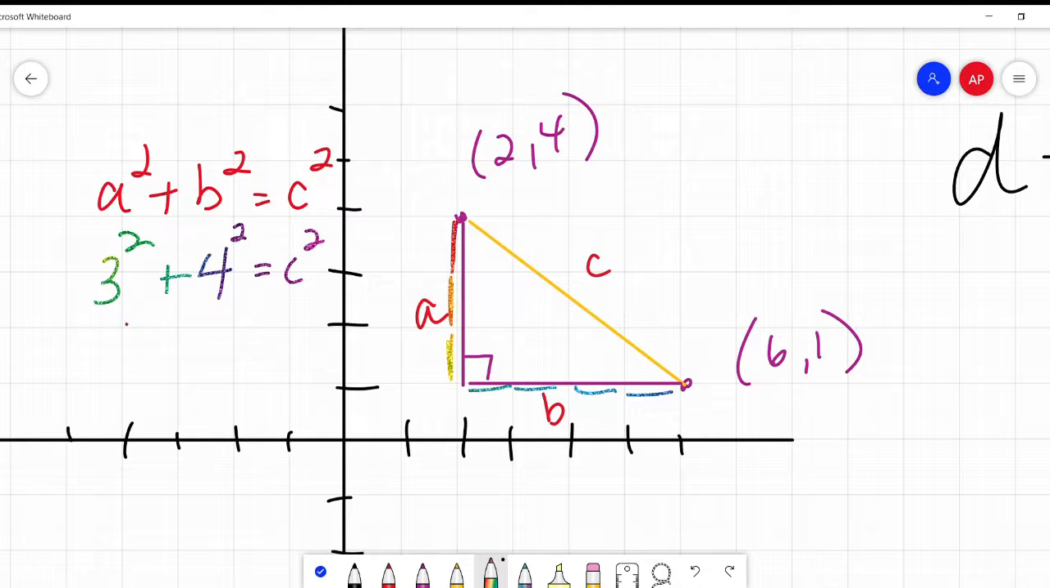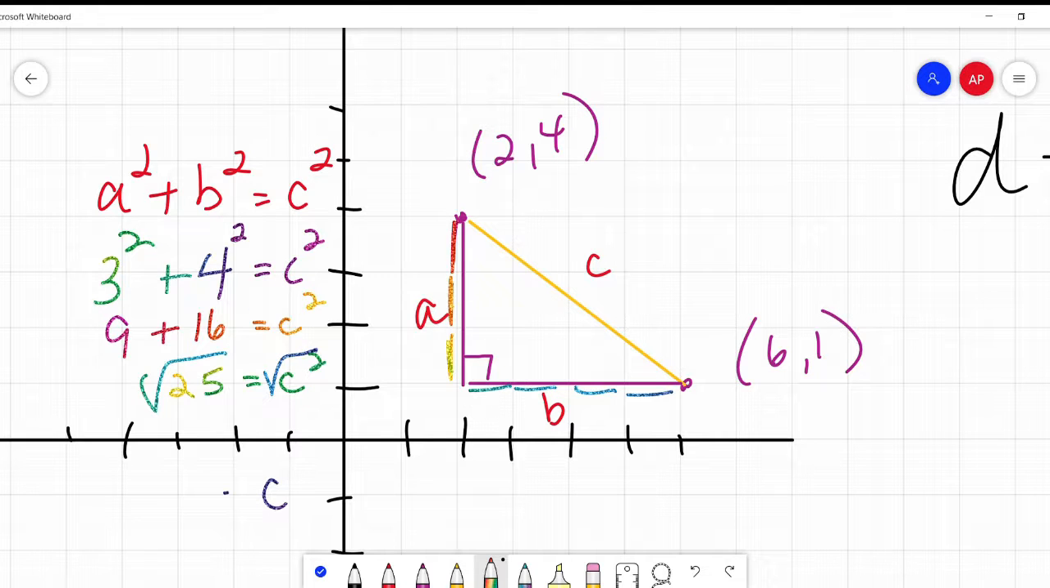3 squared is 9. 4 squared is 16. So I get 25 is C squared. I take the square root of both sides, and C is equal to 5. And there's my distance. C is 5.